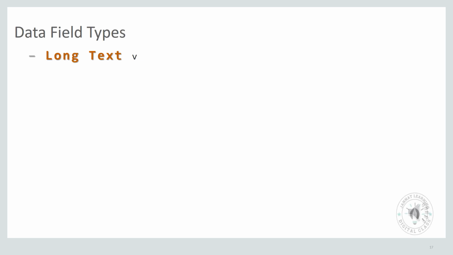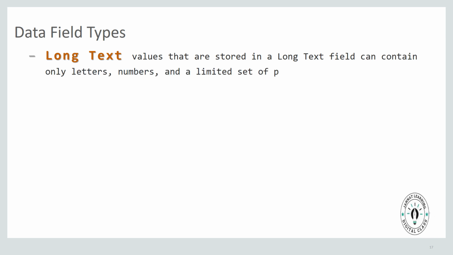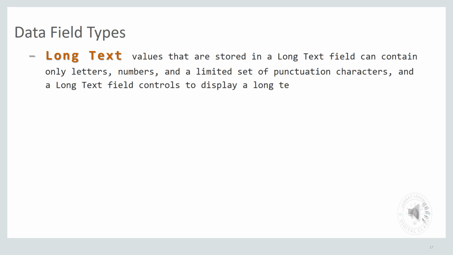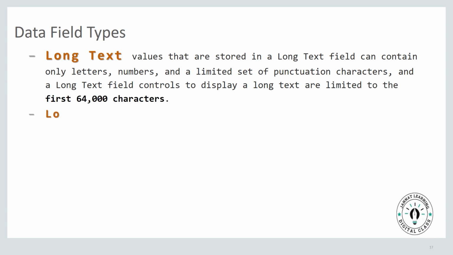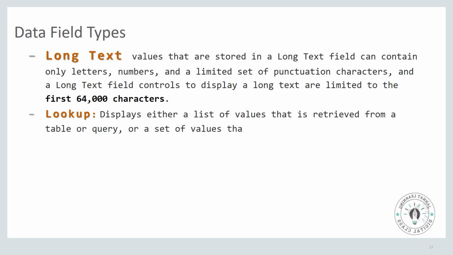Long text values that are stored in a long text field can contain only letters, numbers, and a limited set of punctuation characters, and controls to display a long text field are limited to the first 64,000 characters. Lookup displays either a list of values that is retrieved from a table or query, or a set of values that you specified when you created the field.